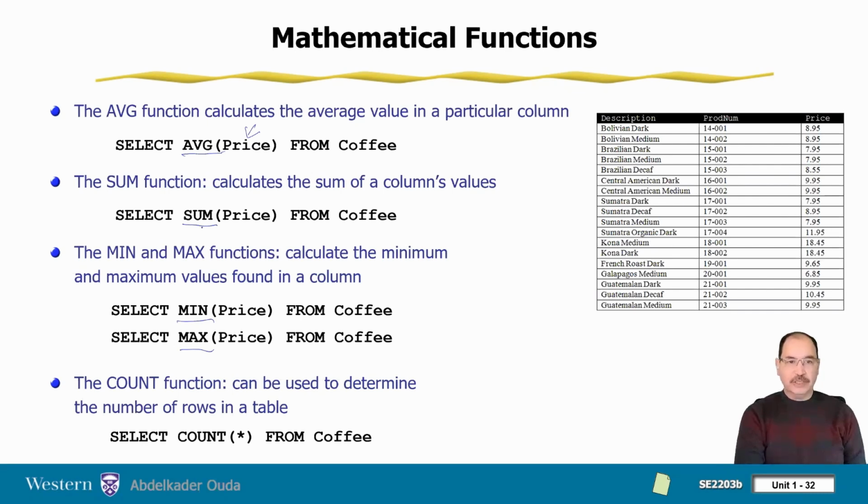You can have just the sum. You can say, give me the total amount of all prices that exist in this table. You can also use minimum to say give me the minimum price in the same table, or give me the maximum price of this table.